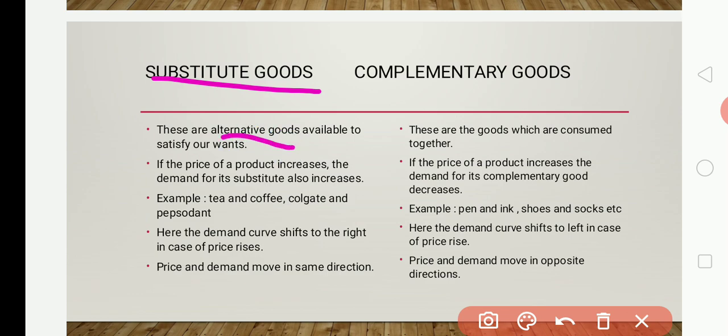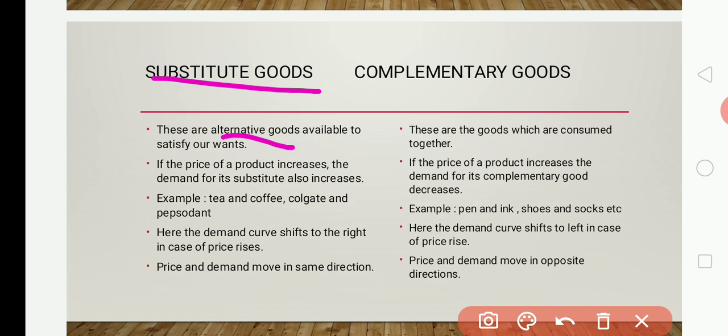We can use an alternative. Alternative in the sense, for example, tea and coffee, Coke and Pepsi, such goods are alternatives. Instead of one, we can use another in order to satisfy our wants. Such goods are called substitute goods. So if the price of a product increases, the demand for its substitute also increases.